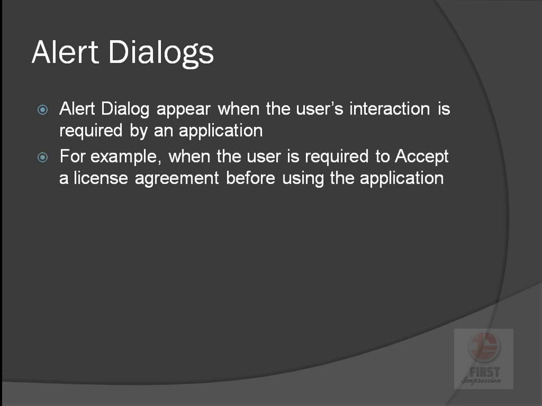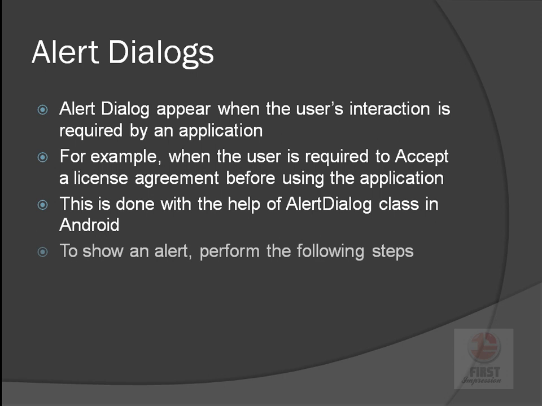This is the main utility of the alert dialog. This is one more example. When the user is required to accept a license agreement before using the application, at that time you also require an alert dialog. That's fine. To show an alert dialog, you must follow the given steps.